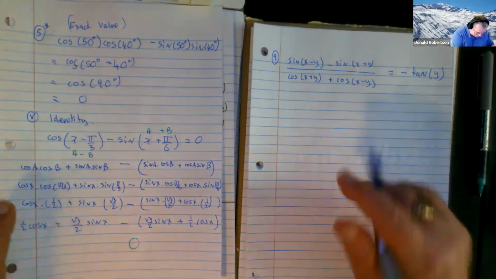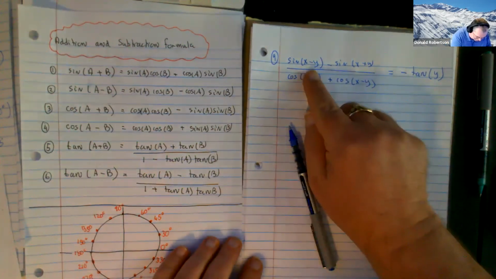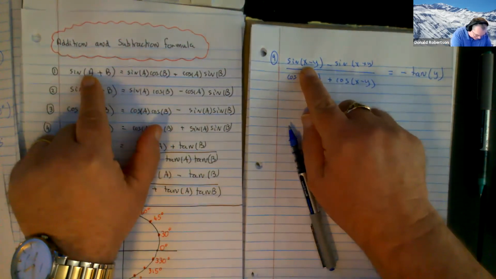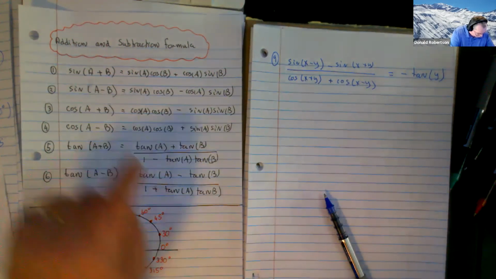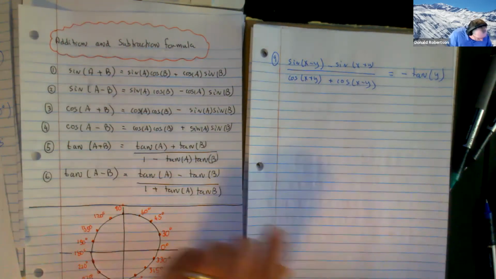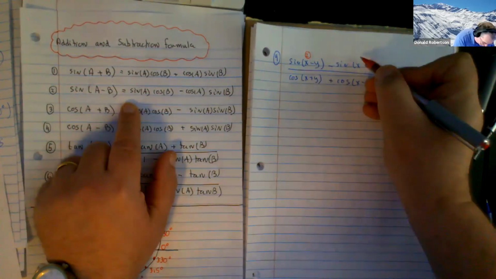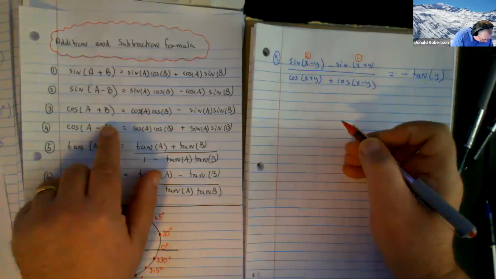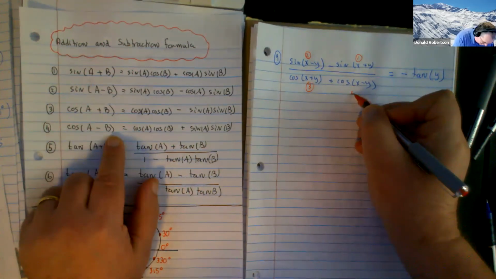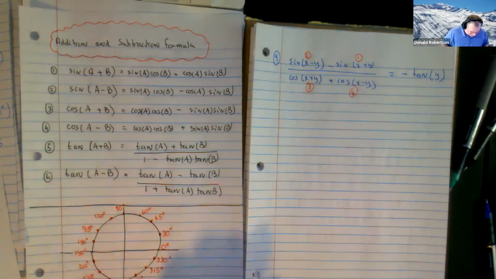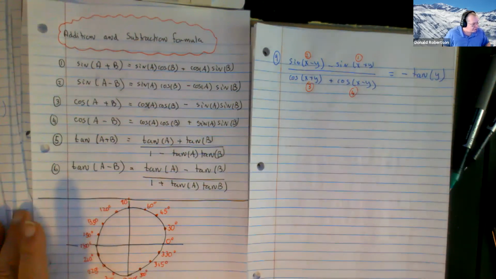So each of these pieces is going to come from here. I just have to think of the x as being the A and the y as being the b. So I'm going to write above each one of them which one of these 6 equations I'm using. So this one here is going to use the second equation. This one's going to use the first equation. This one here is going to use the third equation, and this one here is going to use the fourth equation. So you see, we get to use almost all these equations just in this one question.